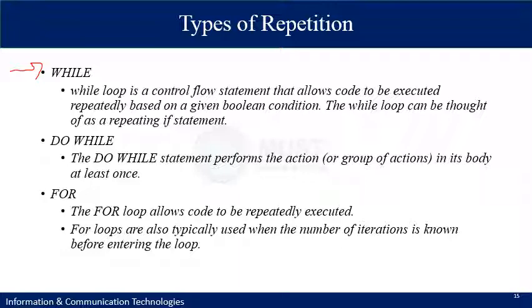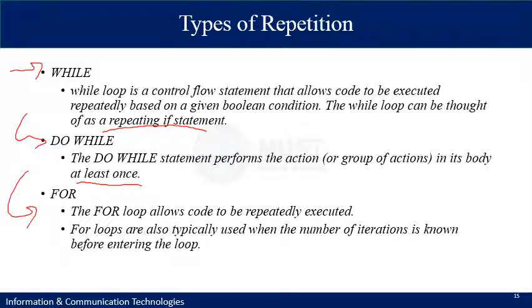So the while loop can be thought of as a repeating if statement that keeps executing the set of statements until the condition is no longer true. Similarly, do while is a variation of the while loop. The do while loop statement performs the action or a group in its body at least once. That means it will execute first and then check the condition, and if the condition is still true it will execute once more and then check the condition, and so on.